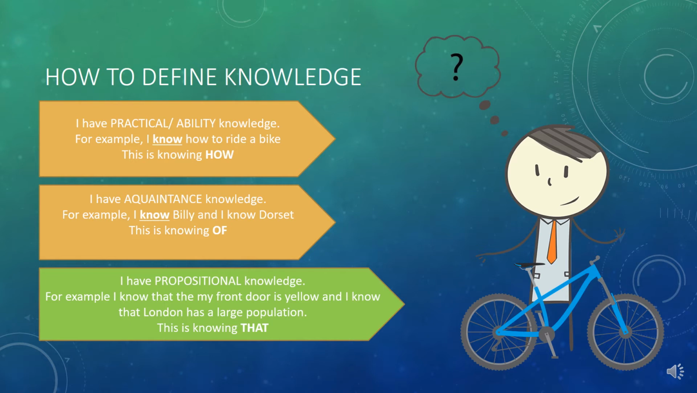I then have acquaintance knowledge. For example, I know Billy. I'm acquainted with Billy. And I know Dorset. This is knowing of something or someone. And then finally, I have propositional knowledge. For example, I know that my front door is yellow, and I know that London has a large population. This is knowing that. And it's this kind of knowledge that we focus in on for this unit.